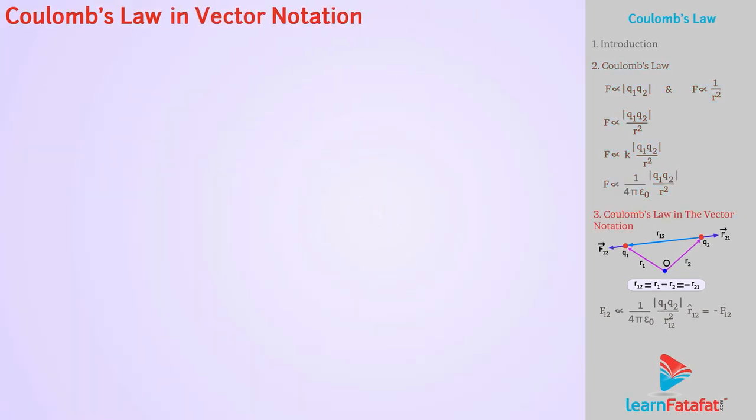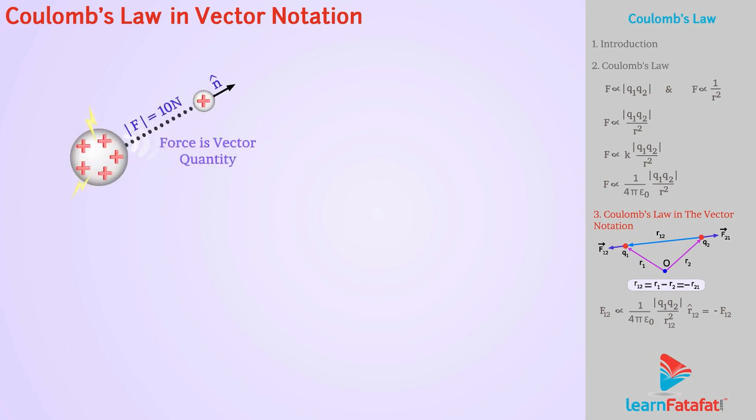Coulomb's law in the vector notation. Force has magnitude as well as direction, so force is a vector quantity. Suppose there are two point charges Q1 and Q2 whose positions are specified by position vectors R1 and R2 respectively from the origin.